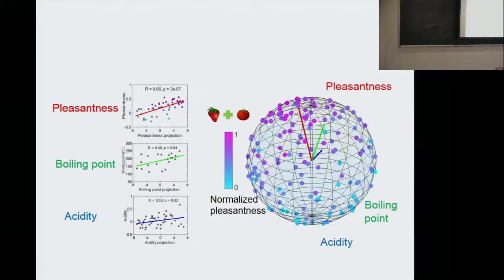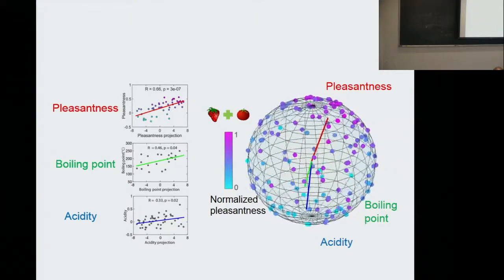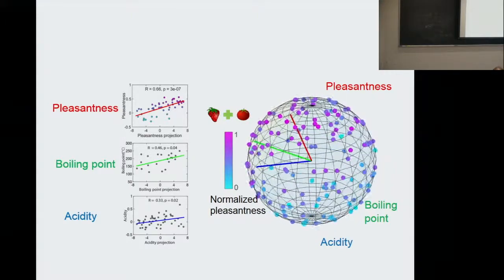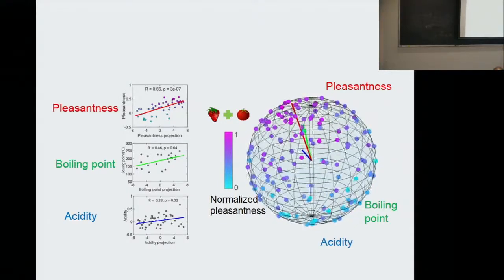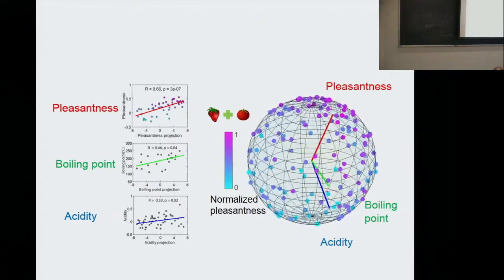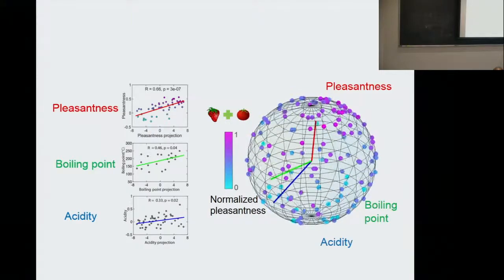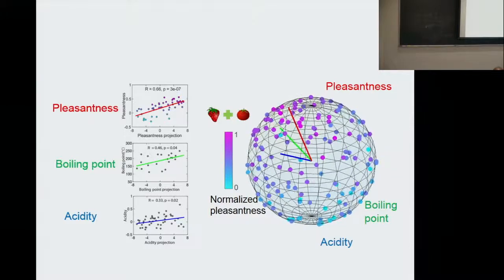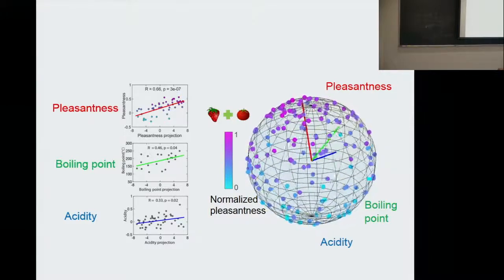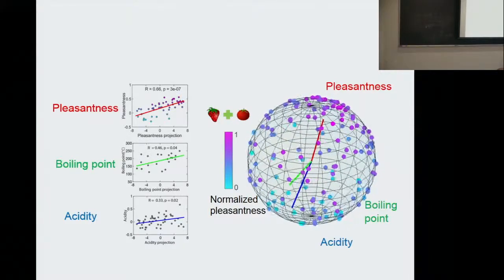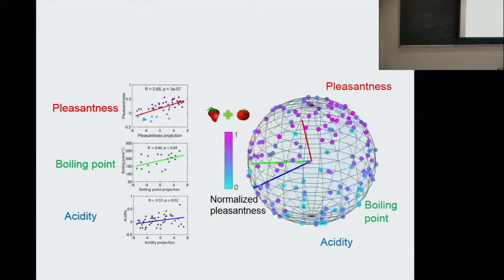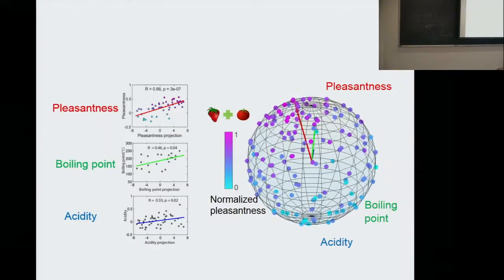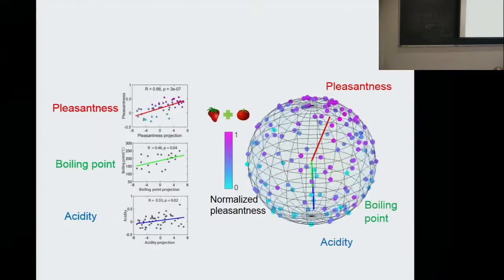So this suggests that if I know the axes of molecular boiling point and acidity, maybe molecular weight, then you can predict. The two axes are sufficient because it's roughly an approximately two-dimensional space in this case. So in this case, if I know the projections on the two axes, you can predict projections on the third axis.